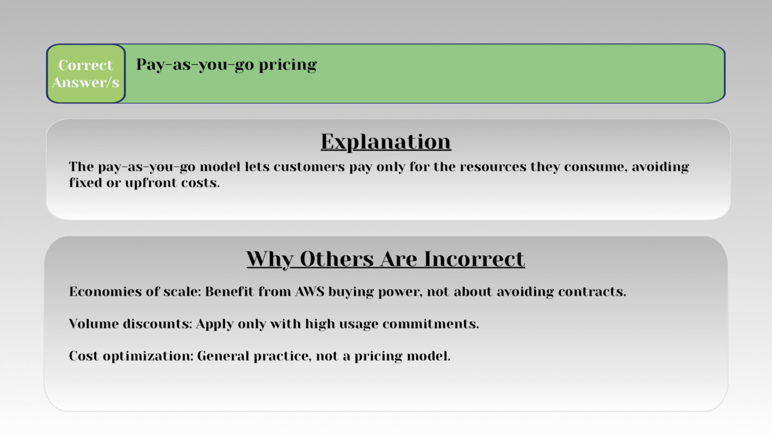upfront costs. Why others are incorrect: economies of scale is a benefit from AWS buying power, not about avoiding contracts. Volume discounts apply only with high usage commitments. Cost optimization is a general practice, not a pricing model.